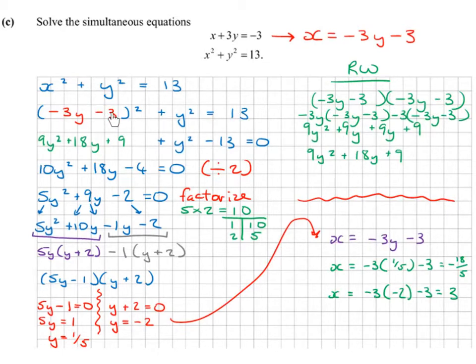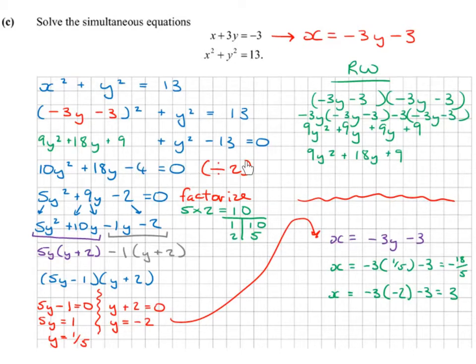Minus 3y minus 3 squared, I'm going to work it out over here. So minus 3y minus 3 multiplied by minus 3y minus 3 ends up giving us 9y squared plus 18y plus 9, which I'll write in here. I bring down the y squared. The 13 comes over the equal sign, becomes minus 13, and that's all equal to 0. I simplify. 9y squared plus 1y squared is 10y squared. Bring down the 18y, and 9 minus 13 is minus 4.